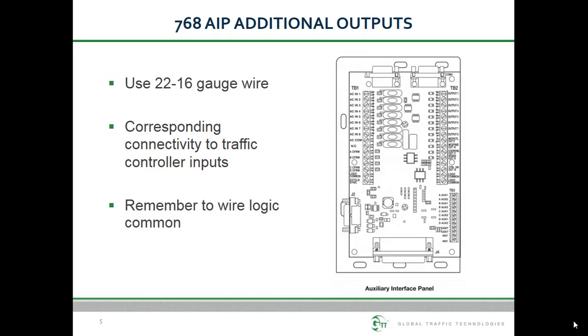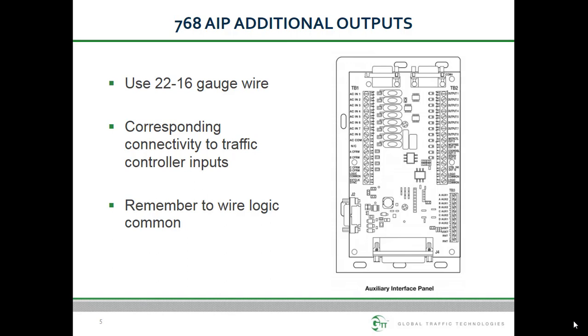Up to 16 additional preemption outputs are available on the AIP. These may be used in addition to or instead of the outputs that reside on the 760 series phase selector. To use these outputs, run a 16 to 22 gauge wire from the desired output terminal on the AIP to the input in your traffic controller.